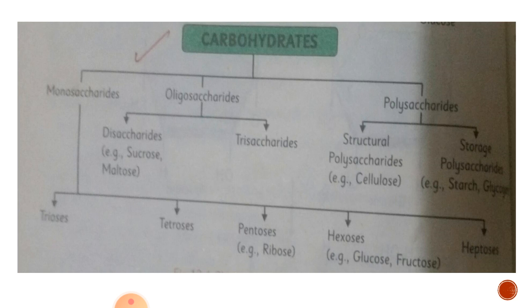While polysaccharides are structural polysaccharides which can make the structure, for example cellulose, or they can act as a storage house for the storage of glucose. In plants, glucose is stored as starch, and in animal sources the stored glucose is called glycogen, which is a polysaccharide.